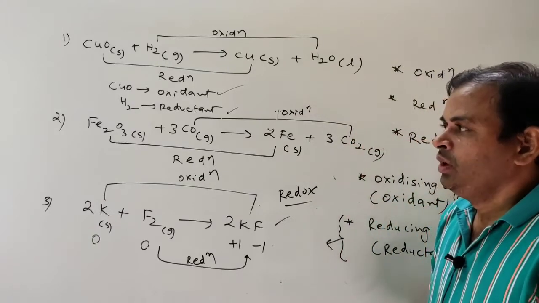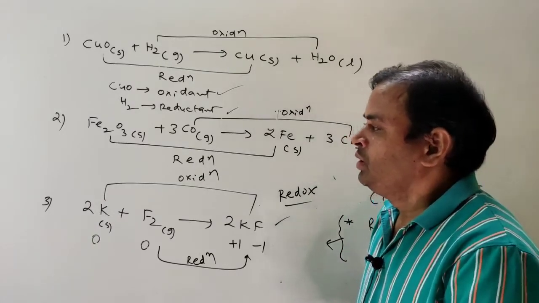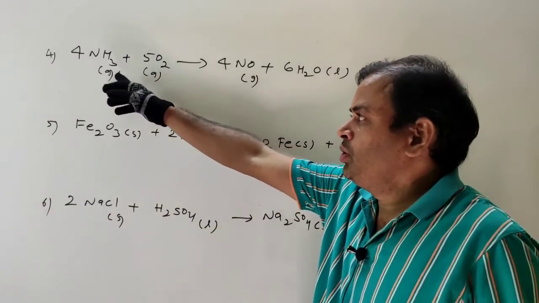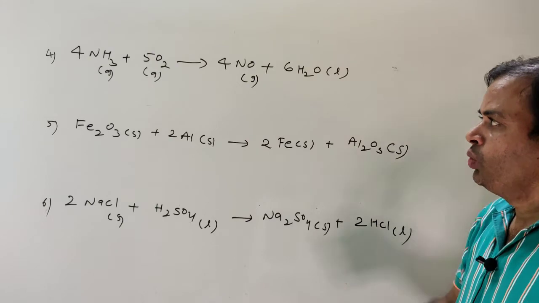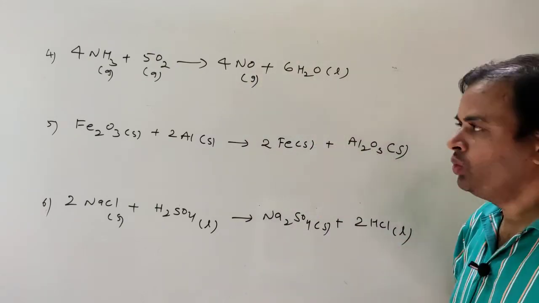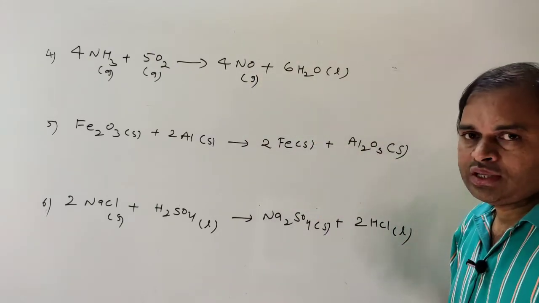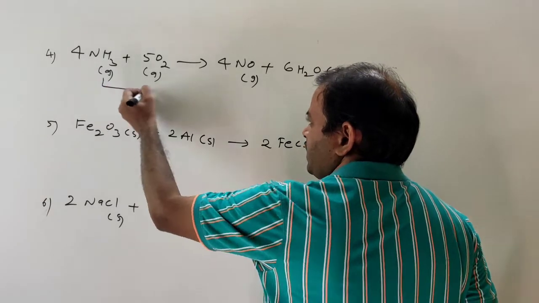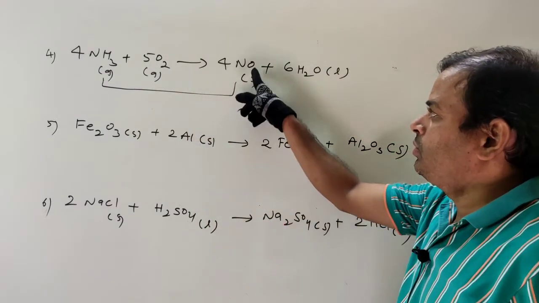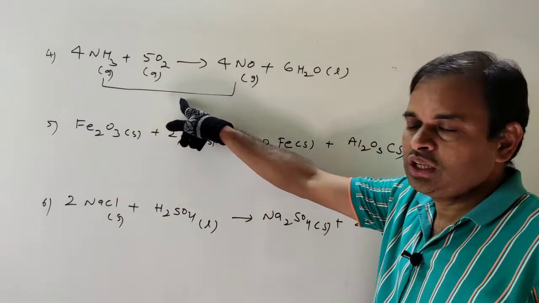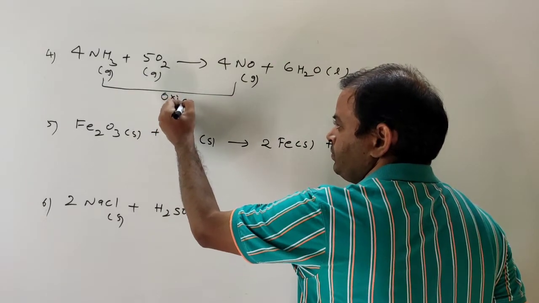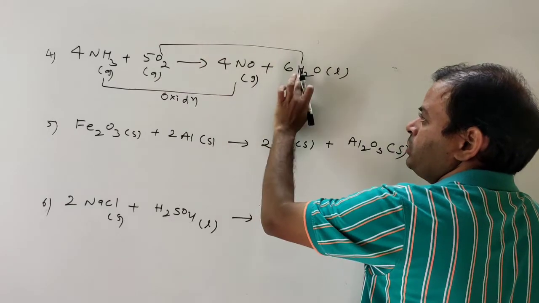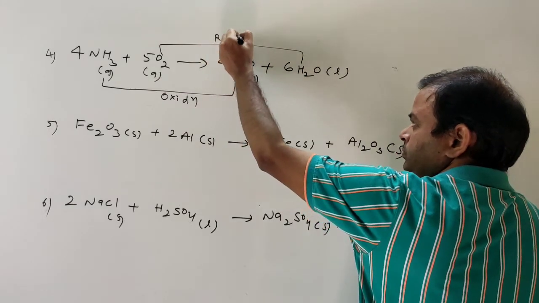Okay, so let us move to the next example, the fourth example: NH3 plus O2 gives NO plus H2O. How can you justify this as a redox reaction? Consider NH3 to NO. Here oxygen is there; addition of oxygen takes place. That's why it is oxidation. And O2 to H2O, addition of hydrogen takes place. That's why it is reduction.